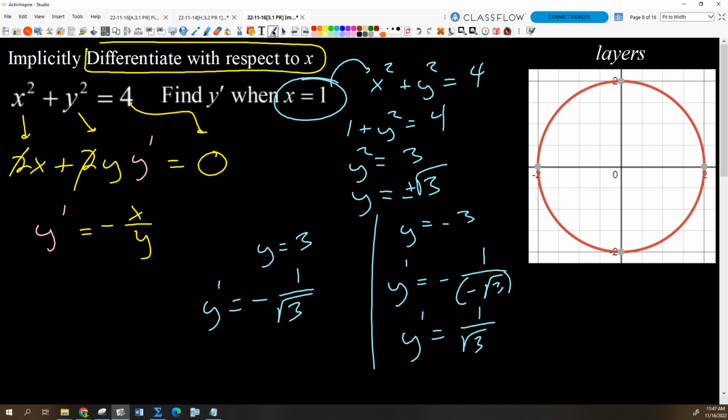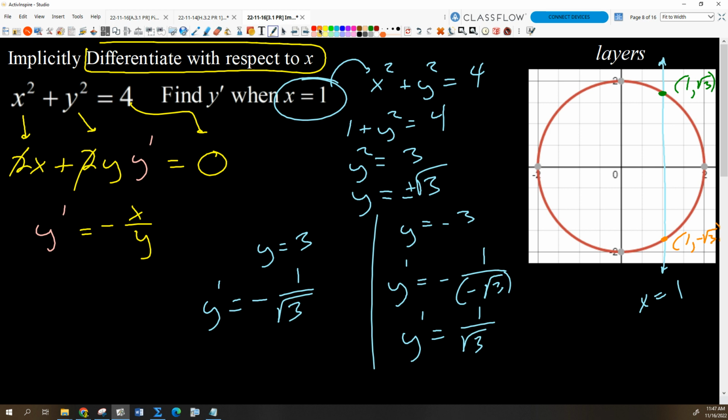Because when x equals 1, look, we're going by halves there, right? So x equals 1 is that line. Right, I get 2 points, one there with coordinates 1, square root of 3. And I get one down here with coordinates 1, negative the square root of 3. And I get 2 different values for the derivative then, don't I?